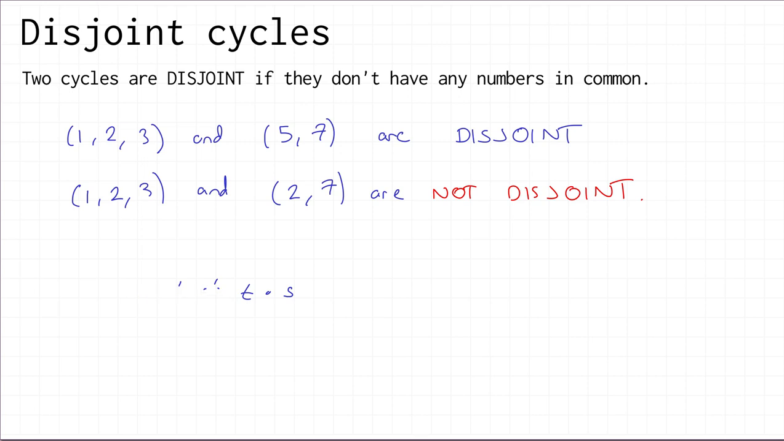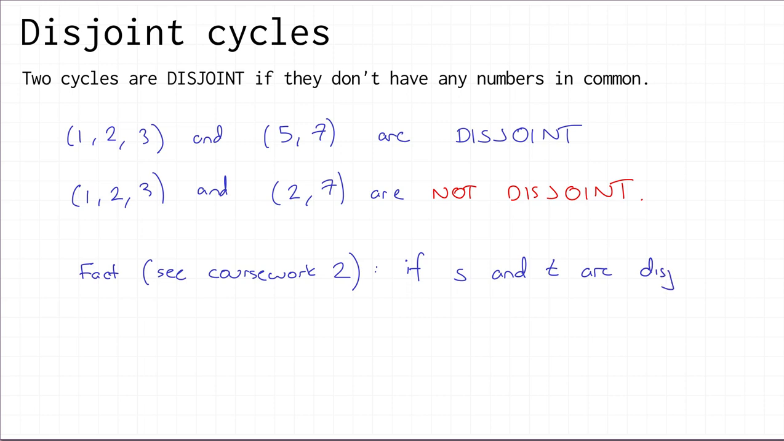So let's record this. You're going to be proving it on one of your courseworks, so I'm not going to give a proof of this. So let's just record it here. So fact, and you'll see this on coursework 2. If S and T are disjoint cycles, then they do commute. S composed with T is equal to T composed with S.